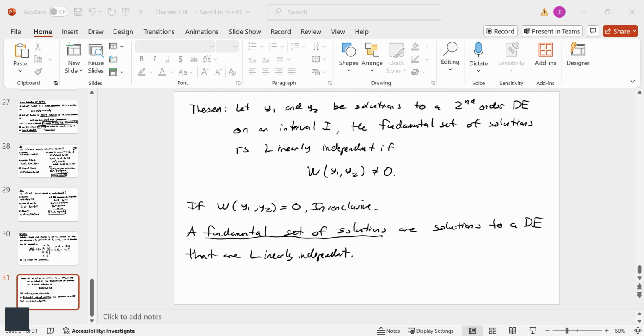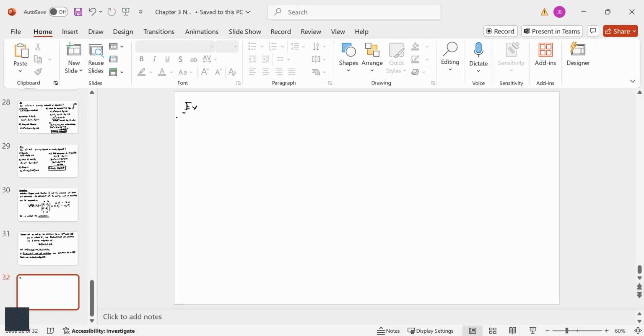And all we really need to do is just plug in our functions, take some derivatives, and find the Wronskian. That's it. That's all you've got to do. So let's do an example. Is the set e to the negative x, x e to the negative x, linearly independent?